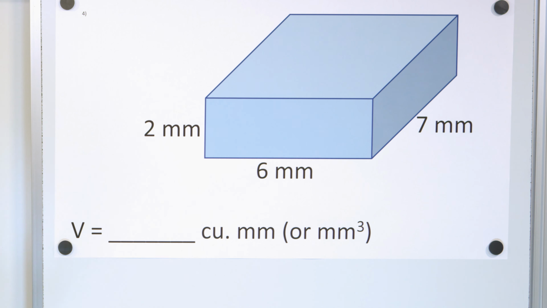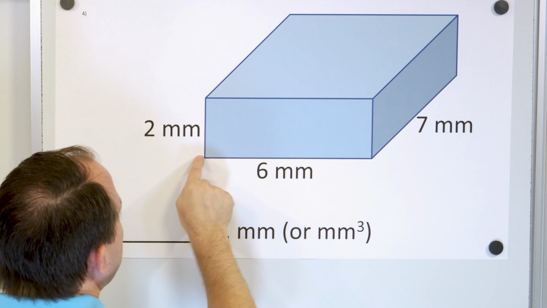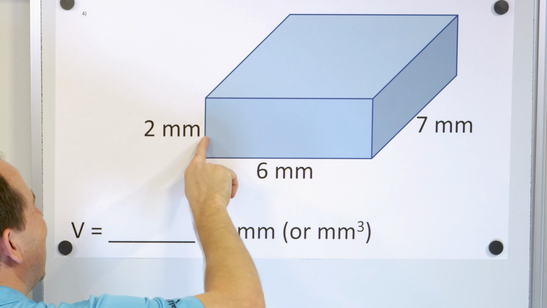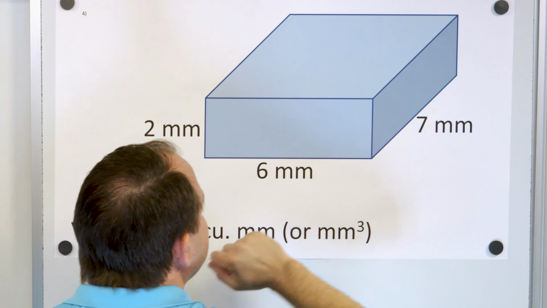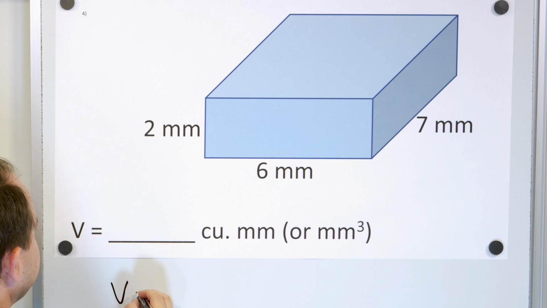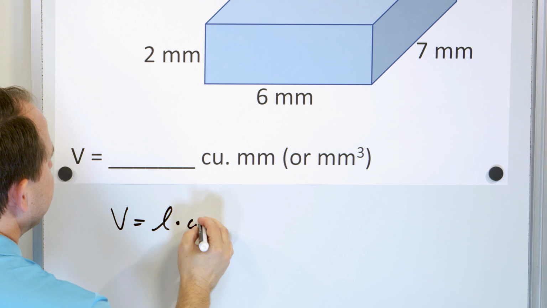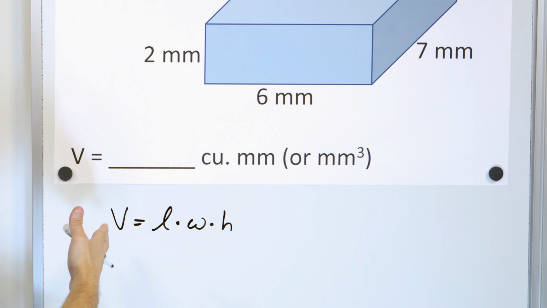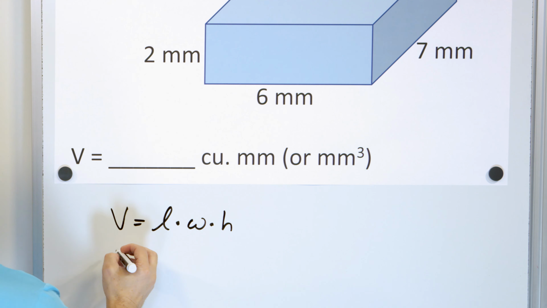All right, the next problem, we have this rectangular solid. We have one dimension of 6 millimeters. The height here is 2 millimeters. The depth here is 7 millimeters. The volume is always the same. It's the length times the width times the height, or length, width, depth, however you want to talk about it.